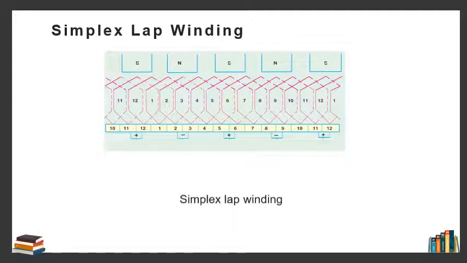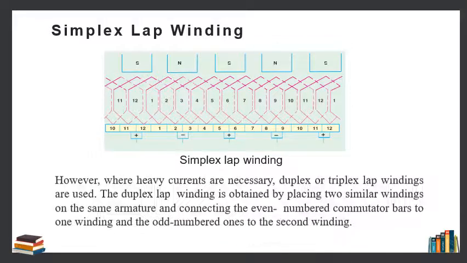This is the diagram for simplex lap winding. In this diagram, firstly we calculate the back pitch by using the formula, and after this the front pitch. If we have the back pitch and front pitch data, we can design the lap winding. However, where heavy currents are necessary, duplex or triplex lap windings are used.